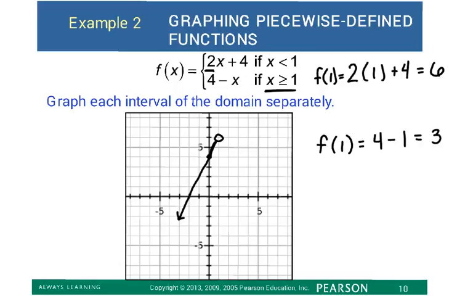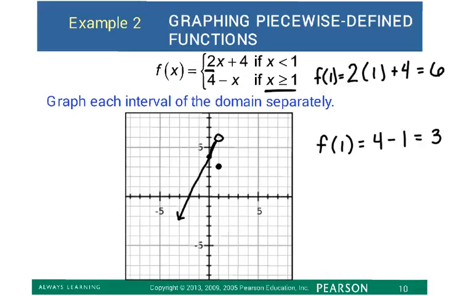So graph the point 1, 3. So 1, 3 is right here. And I'm actually going to put a closed circle on this one because it has that equal to symbol up here. And then I'm going to draw the rest of my 4 minus x graph similarly to the way I did the previous one.